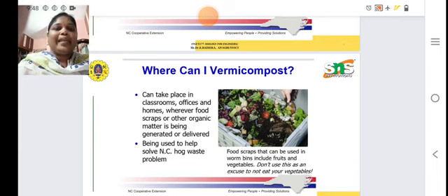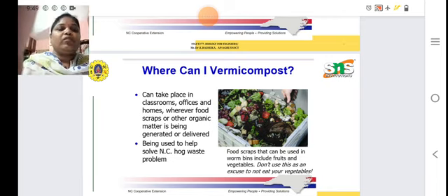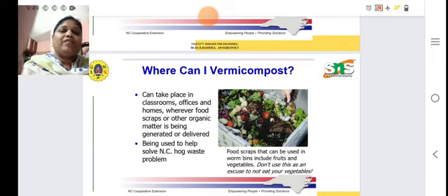Let's see. Vermicomposting can take place in classrooms, offices, and homes, wherever food scraps or other organic matter is being generated or delivered. It is being used to help solve nitrogen-carbon waste problems. Food scraps that can be used in worm bins include fruits and vegetables. Don't use this as an excuse to not eat your vegetables.